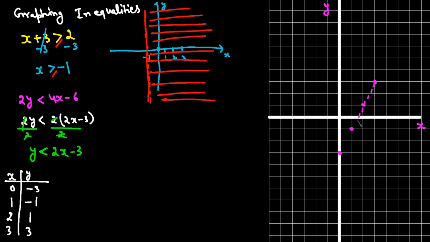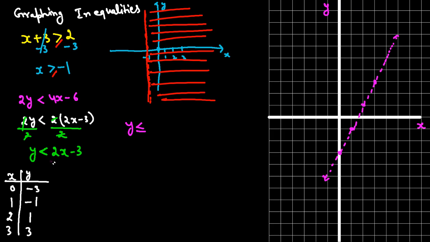And we're going to use a dotted line again because this is a less than sign only. Less than or greater than, but no equal. That's where you use the dotted line, okay? But if it was, let's say, y is less than or equal to, then we make this line a solid line. But this is not the case. There's no equal sign here, just the less than, so we're going to make it a dotted line.